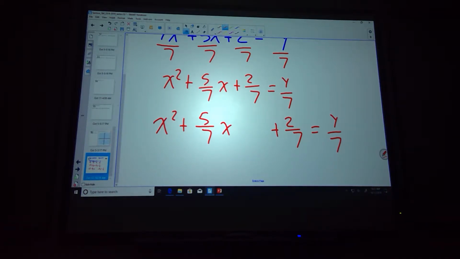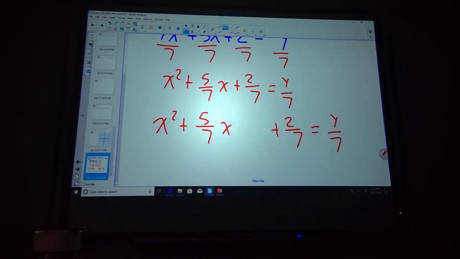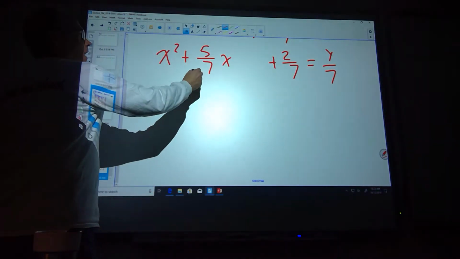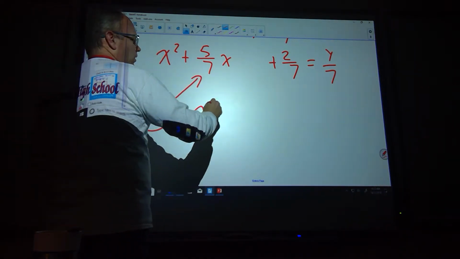How do we take half of a fraction? Now, before you start throwing out random ideas, think about, how do I take half of a number? I multiply by 1/2. We'll multiply by half, right? So I multiply the fraction by 1/2. So what is half of 5 over 7? 10 over 7? No. Multiply 14. 5 over 14. Very good.